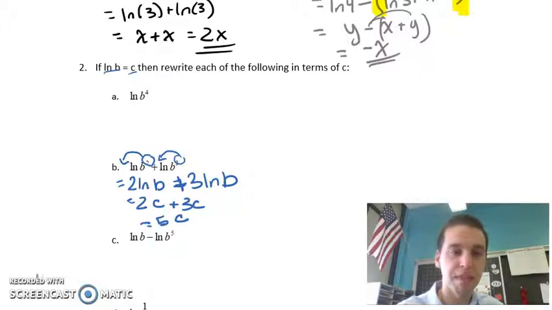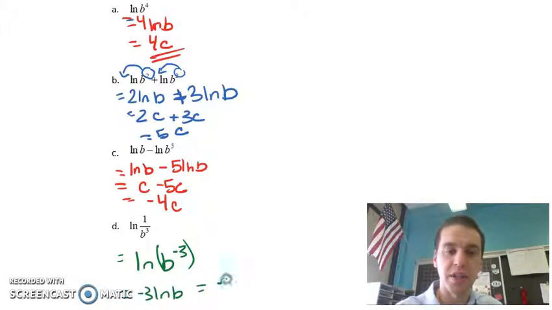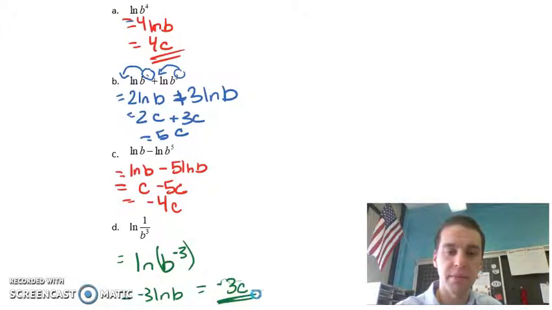What I'd like you guys to do is pause it and do a and c, please. Hopefully you got 4c and negative 4c. For the last one, if you didn't, check it, please. For the last one, notice that we have a fraction here. With a fraction, where we mess up is that we don't remember how to bring it to the top. The ln of b to the what? Negative 3. And that's how we bring it to the top. So therefore we're going to get negative 3 ln of b, and that is going to equal negative 3c.